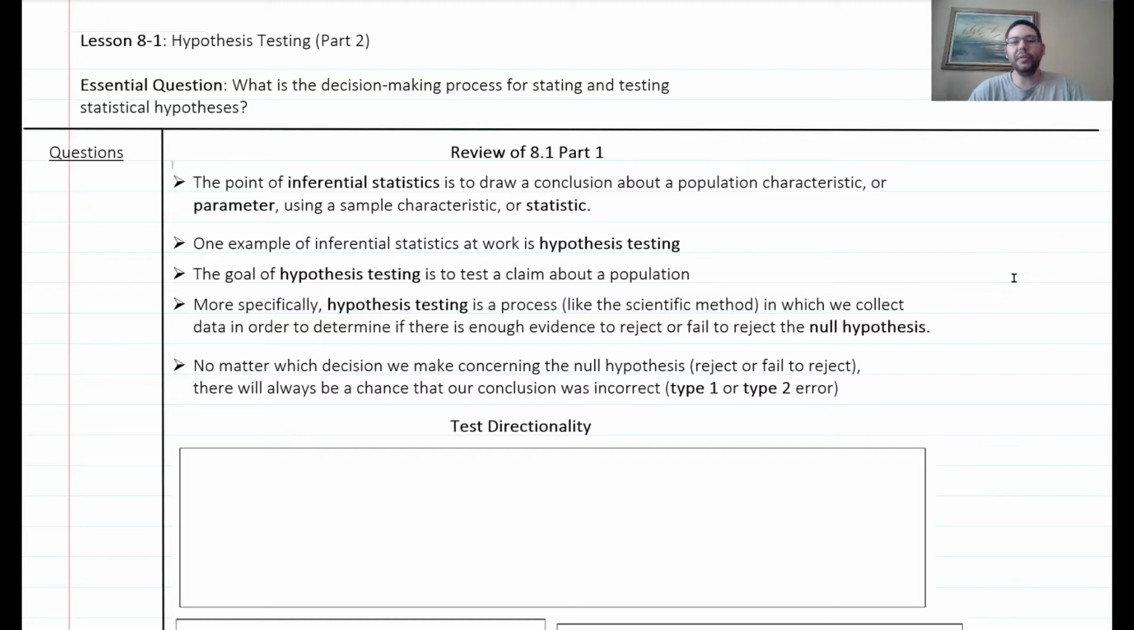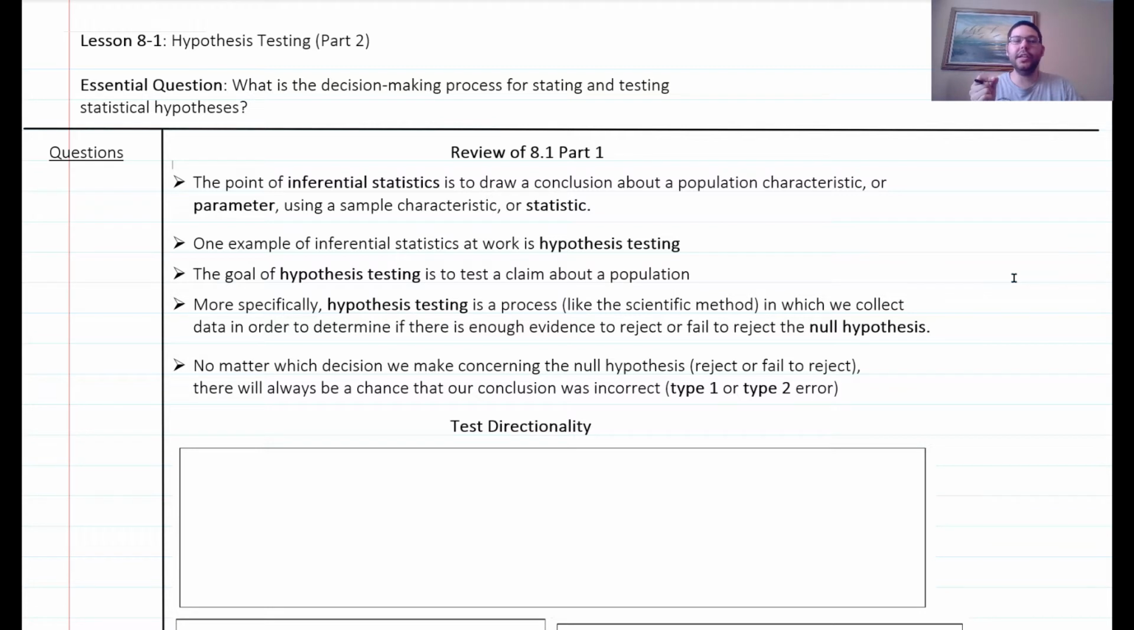And then more specifically, it's a process kind of like the scientific method. We talked about that it's very similar to the scientific method in which you have an observation and then you want to make a hypothesis. Similarly, you have a statement or a claim that you want to prove, and then you make a hypothesis based off of that, a statistical hypothesis. And then you collect data in order to determine if there's enough evidence to reject or fail to reject the null hypothesis. Remember, the ultimate decision is, do we reject or fail to reject the null hypothesis?